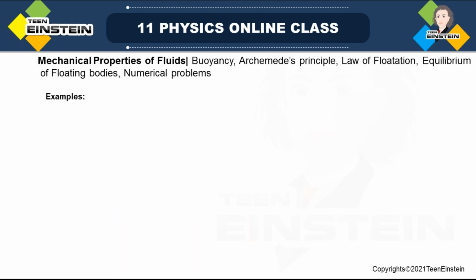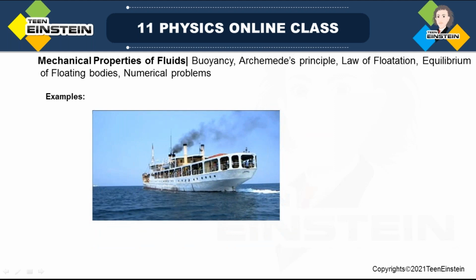Now we'll see a few examples of this floating. Suppose the big ship is actually made of steel, so it has a density much greater than sea water or simple water. But since it has a greater volume, look, the volume is submerged. It has a very great volume, and the water displaced by this ship will have a weight much greater than the weight of the whole ship itself.